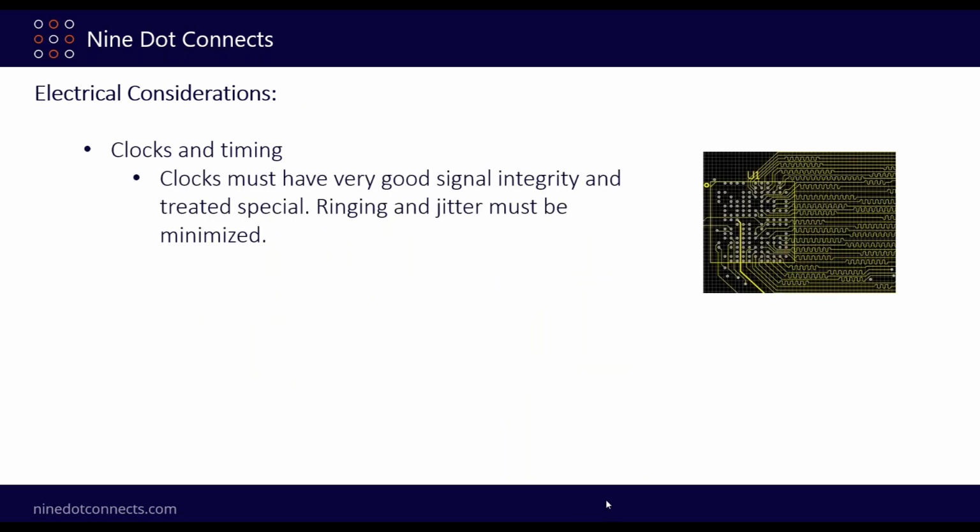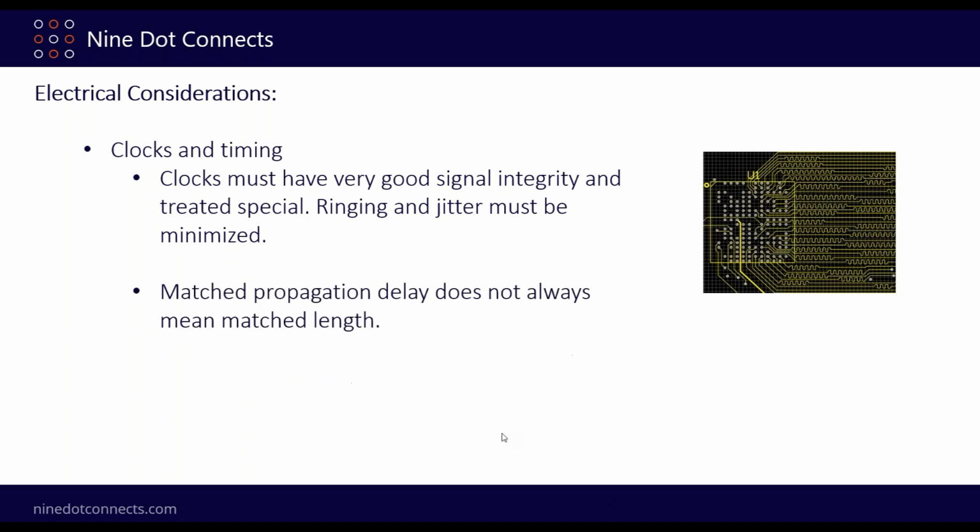Clocks and timing. Clocks have to have very good signal integrity. We can get away with a lot when it comes to a data line or an address line. If it has a little bit of jitter, or it's not quite so clean, as long as we have a 1 or a 0, we're pretty good. But clocks have to have special signal integrity and be treated special. Any ringing or jitter on it is going to cause timing issues, especially jitter. Ringing could cause false triggers, things like that. So clocks and timing are a very, very important part of this.